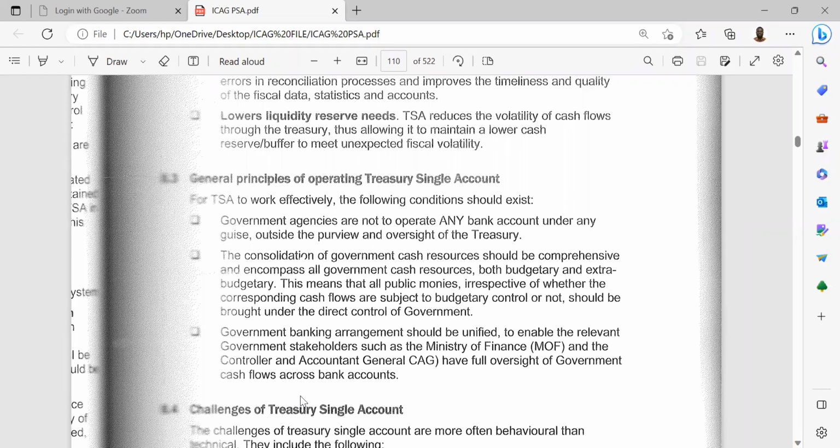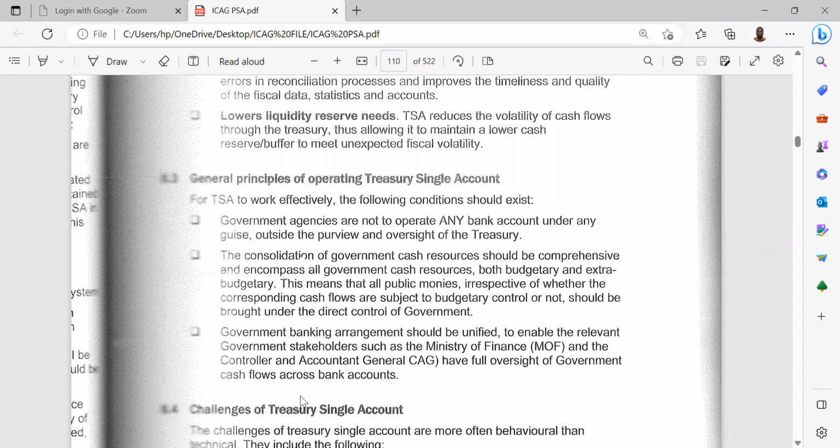And when it comes to the BOG, the Minister of Finance, in terms of monetary policies, is supposed to also have full coverage of all the banking activities. So brothers and sisters, these will be the main principles when it comes to that.